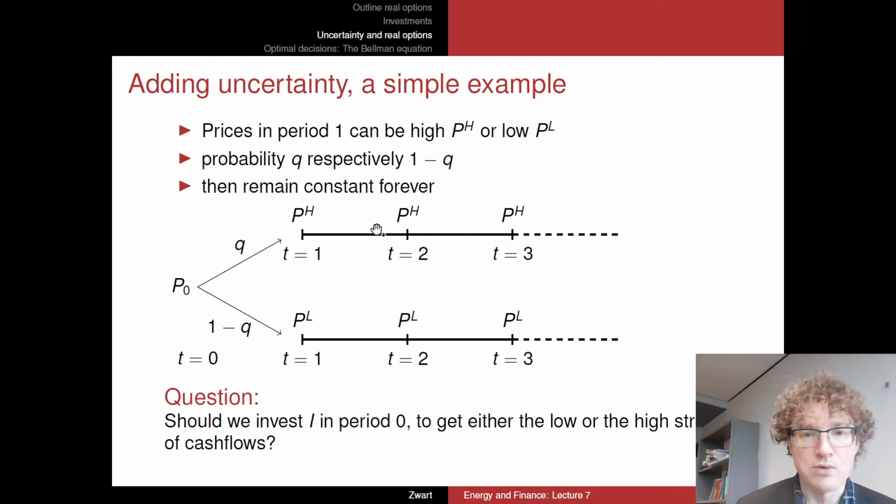So either they will remain at PH or they will remain at PL, wherever they have gone in the first year. So again, we can ask the same type of questions. The question is again, should we invest today at period 0? Should we invest our amount I in order to get this uncertain cash flow? So getting either PH or PL across the future.